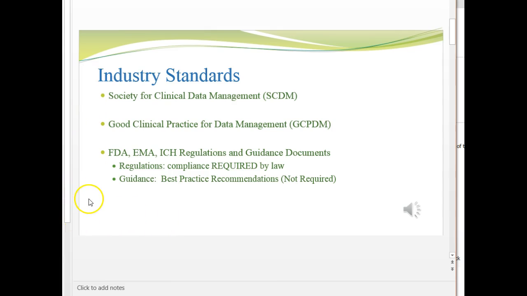For the regulatory agencies, FDA, the European Medicines Agency, and the ICH group, when they issue a regulation or a guidance document, it is something you are required by law to abide by. If it is a guidance document, it's a best practice, it's a recommendation, you are not required to comply with that. So regulation, required; guidance, not required.